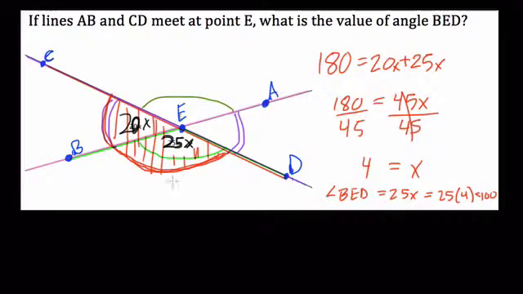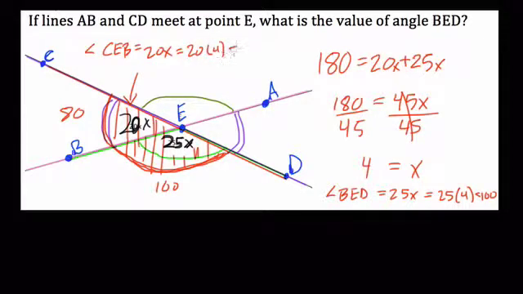And just for fun, to check my work, I know this other angle needs to be 80, right? The two angles together add to 180. So I always check. I plug x into this angle to make sure we actually do get 80. So angle CEB equals 20x, or 20 times 4, and that is 80. So we're on the right track.